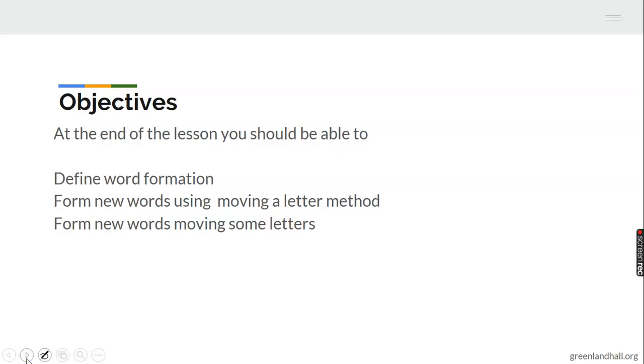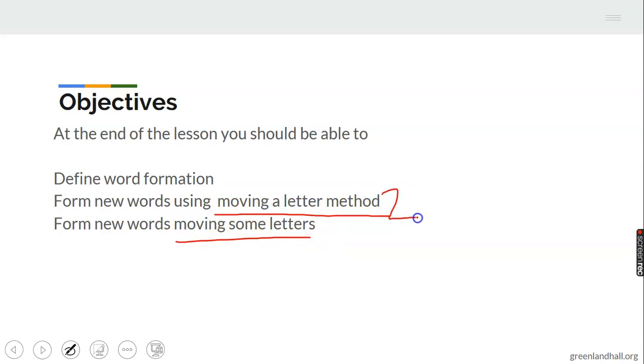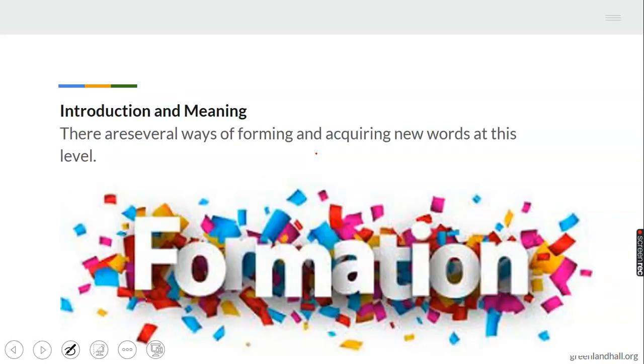At the end of the lesson, I expect you to be able to define word formation. You are to form new words using this method. We have various methods: moving a letter and forming a new word, and moving some letters. So these are the two methods we can use to achieve this. Let's get into it.